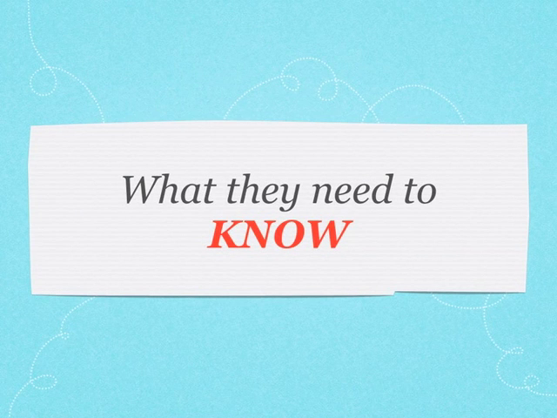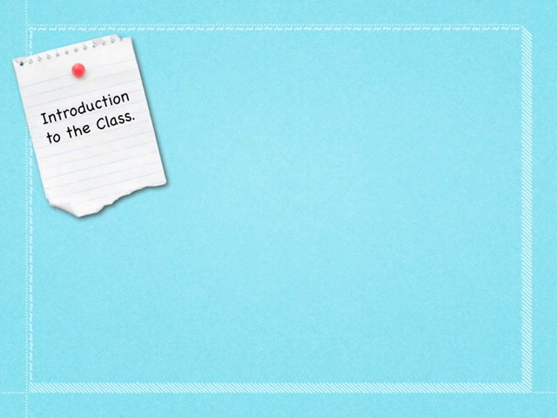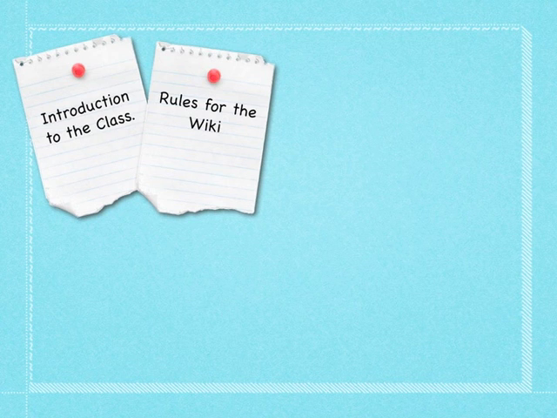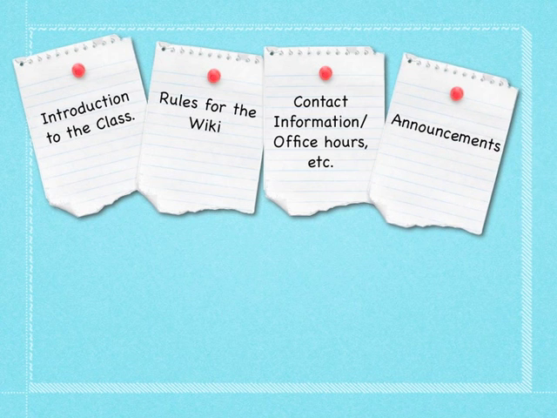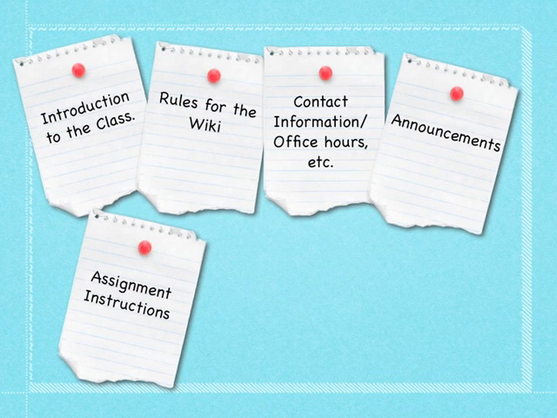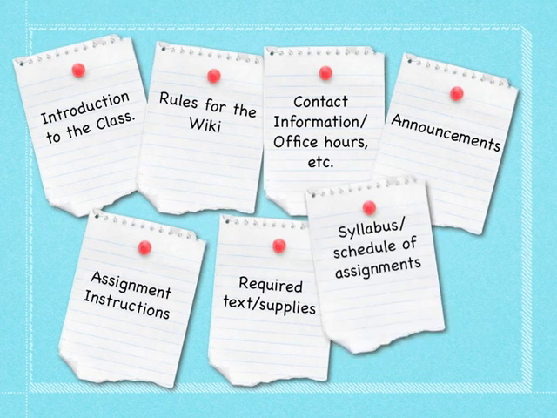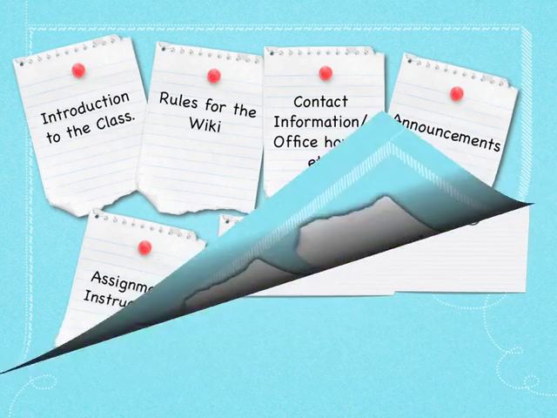Let's start with what they need to know. First, we want to give them an introduction to the class so they know exactly why they're there and what they're going to be learning. You also might want to consider some rules for your wiki site. Contact information, all the matters of business are important, and a place for announcements for all those last-minute details or cancellations that might arise. You'll also have a place for assignment instructions, required supplies and texts, and of course, the syllabus information. Let's take a look at that syllabus.